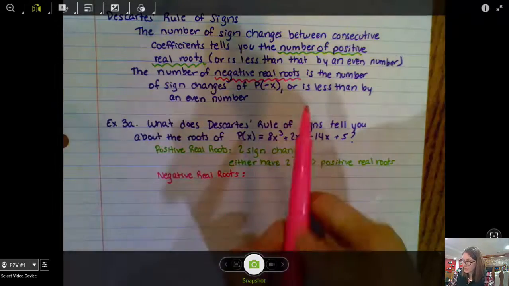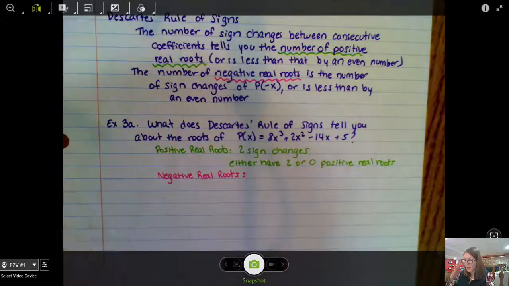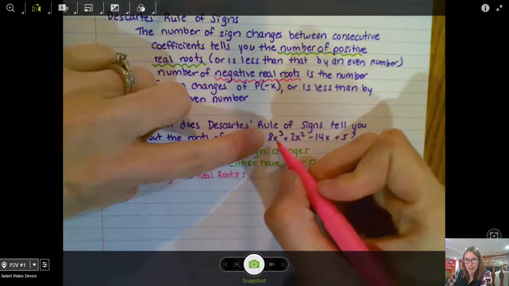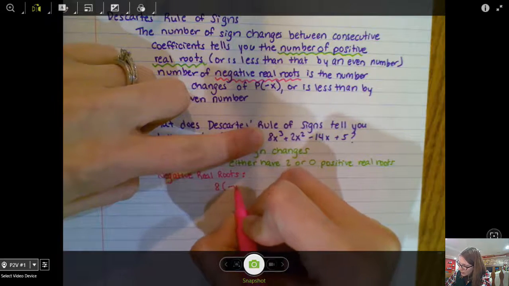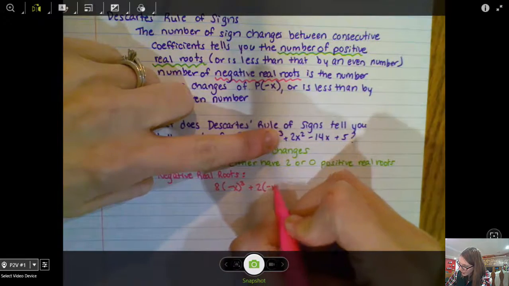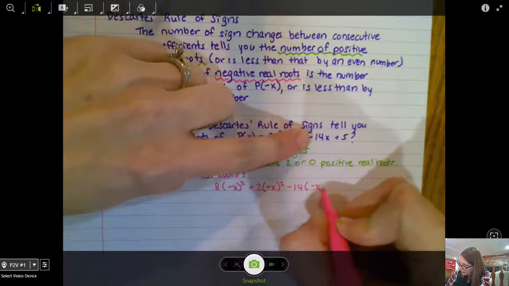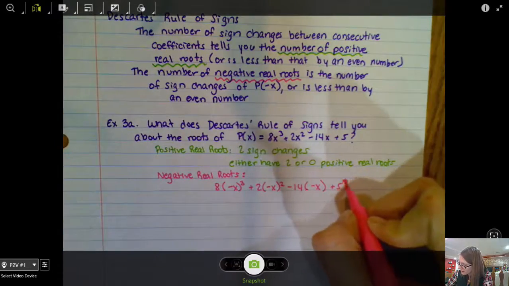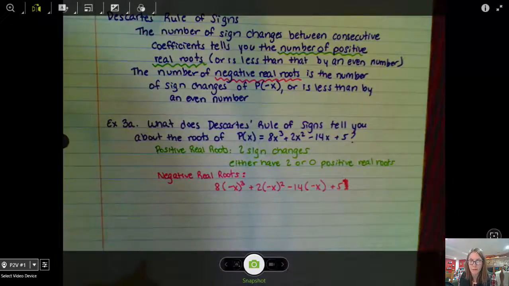Negative real roots is the number of sign changes of p of negative x. So we have to imagine for a second here that I take a negative x and I plug it in everywhere that there is an x. So I would take 8 times negative x to the third power plus 2 times negative x to the second power minus 14 times negative x plus 5. You take negative x and plug it in everywhere, and then see what your coefficients look like.